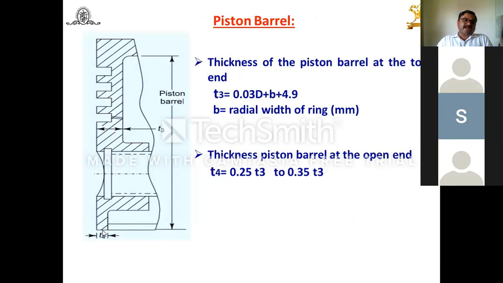Similarly, at the bottom side, T4 is given. We can easily find it: it is 0.25 T3 to 0.35 T3. T3 means the thickness of the piston barrel at this end. This is T3. Once you know T3, you can easily find T4. So you will get the other dimensions of the piston barrel.